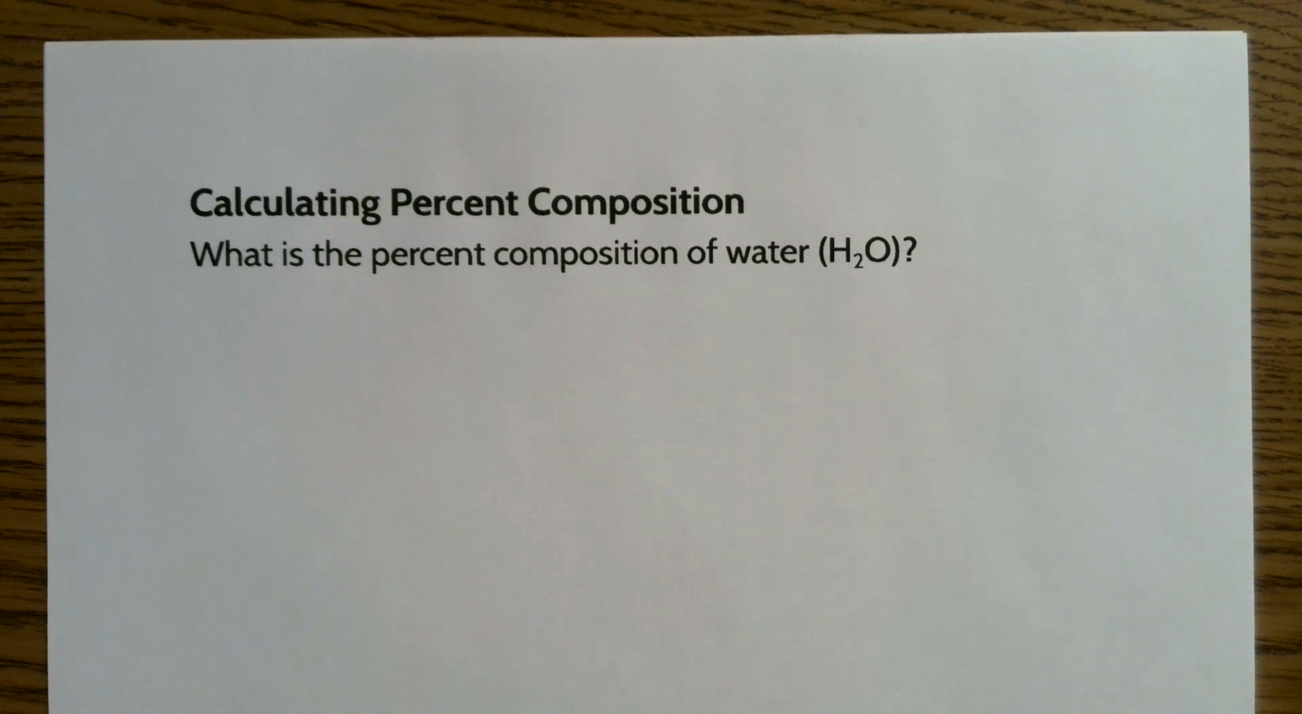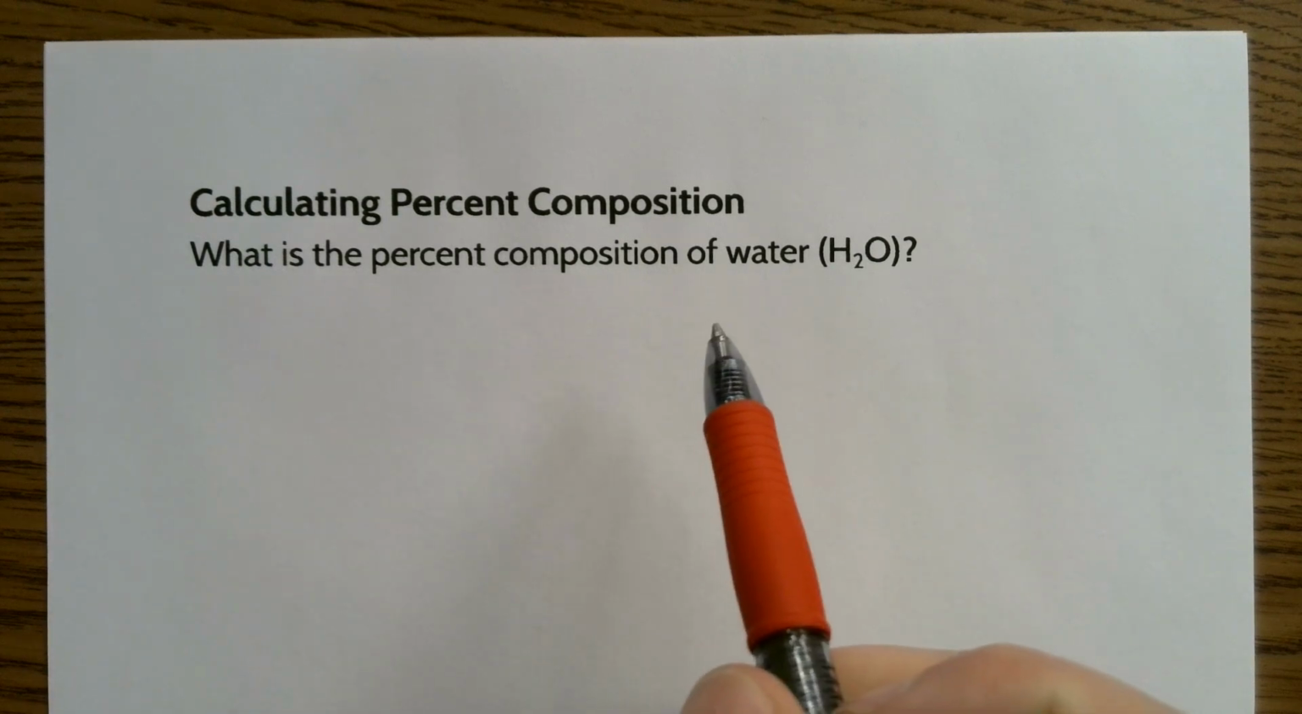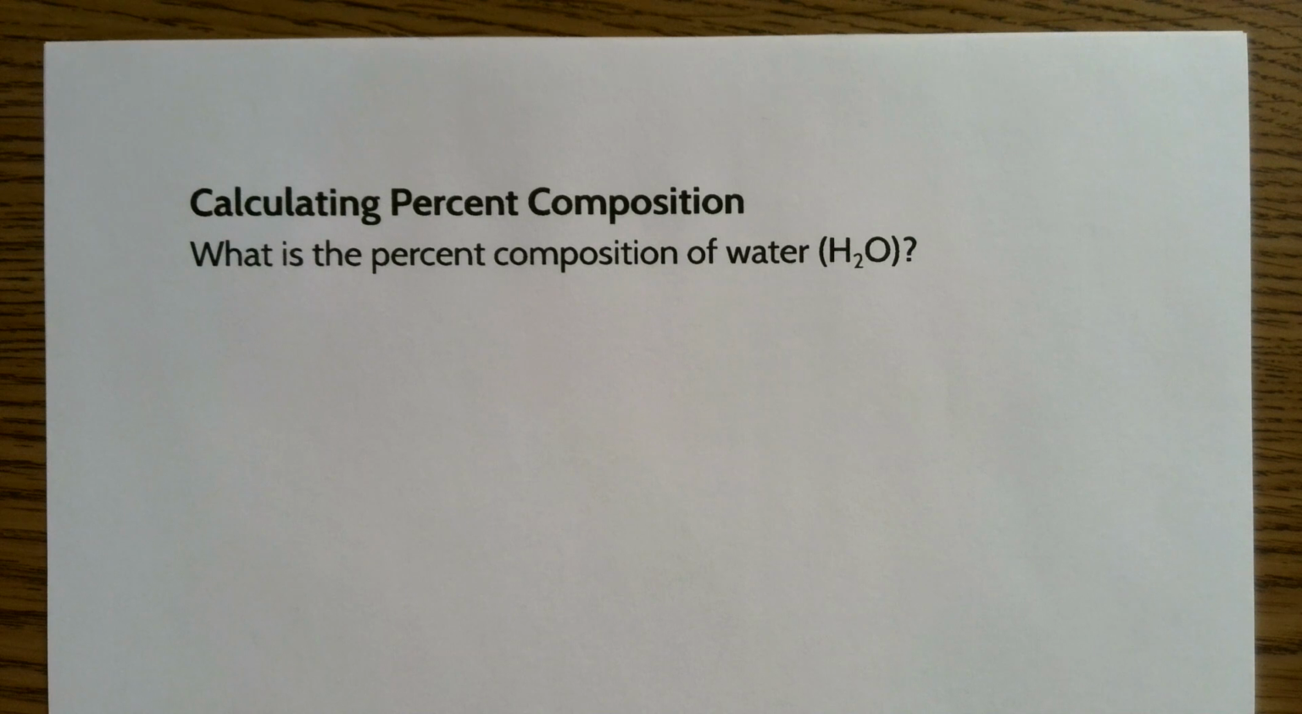I'm your teacher Mr. Flynn, and today we're going to be talking about how to calculate the percent composition of compounds and molecules. In this example, we're going to be calculating the percent composition of water, or H2O. The first thing we have to assume is we have 1 mole of this substance. If we have 1 mole of this substance, how much of it is going to be hydrogen and how much of it is going to be oxygen?